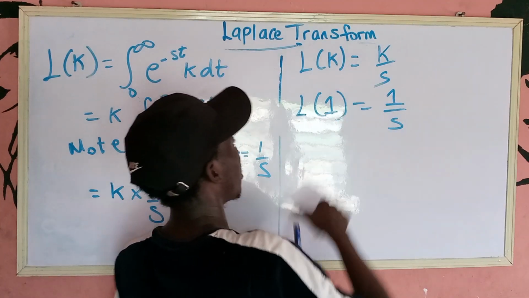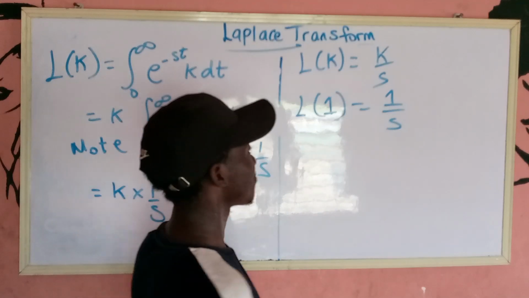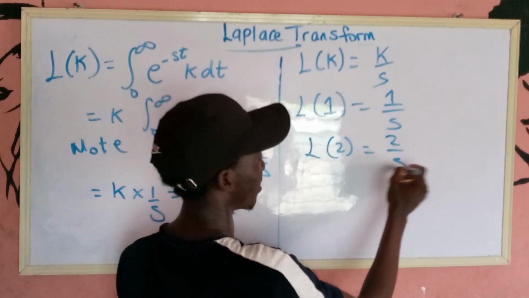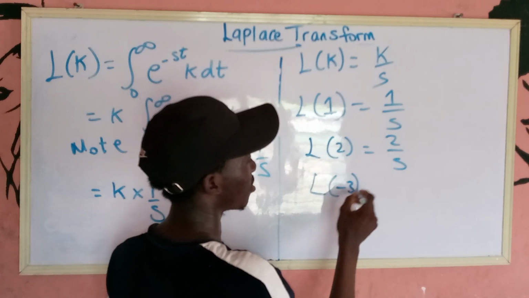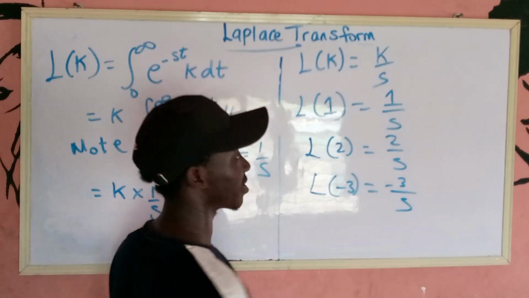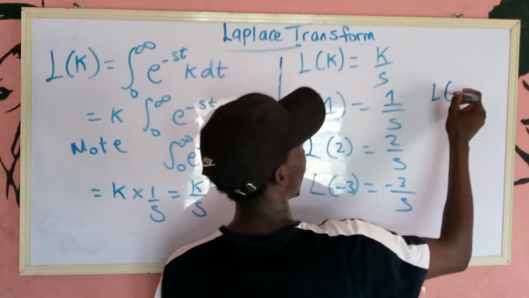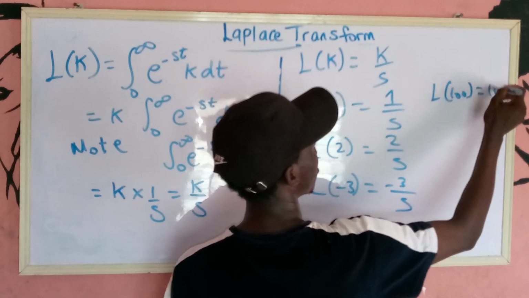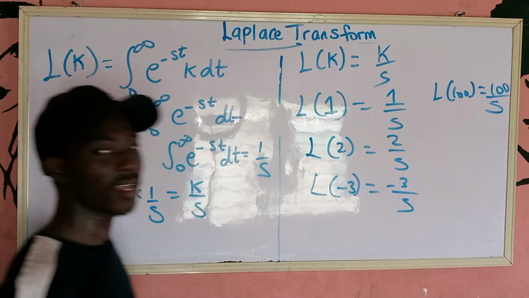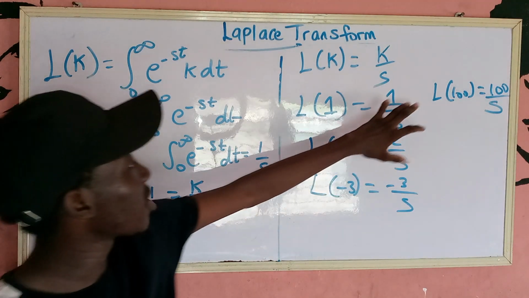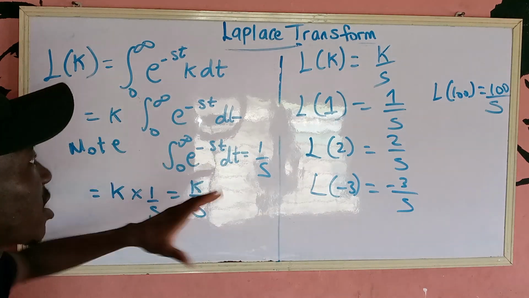That means if I have 1, it will be 1 over s. If I have 2, it will be 2 over s. If I have minus 3, it will be minus 3 over s. And if I have 100, it will be 100 over s. So that is how the Laplace transform works for a constant. It's the constant over s, which we just derived.